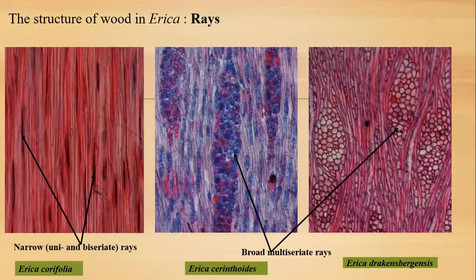Here are the rays. The first picture is showing us the narrow rays, and we can see the unicellular rays, that is, the number of cells inside the ray. We see the unicellular rays, and this is biseriate, two cells in the ray. While pictures two and three show us the broad multicellular rays, we have so many cells inside the rays, and they are broad as well.